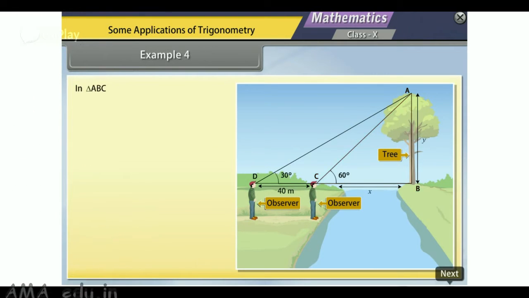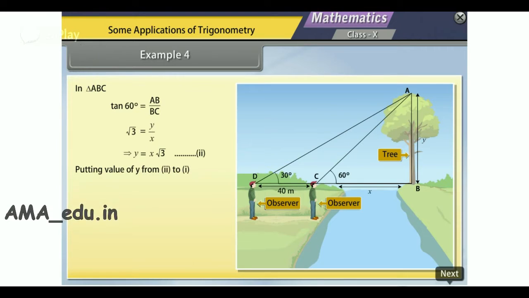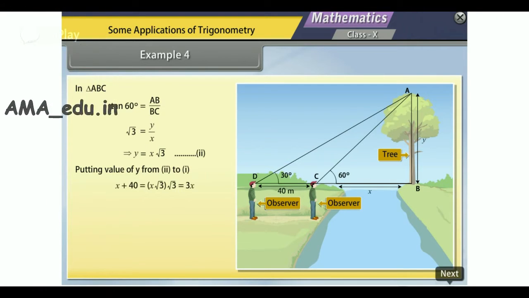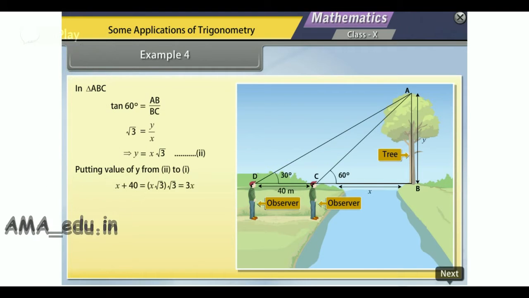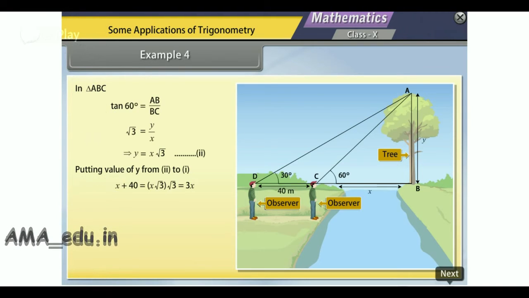In triangle ABC, tan 60 degree is equal to AB upon BC, that is, square root of 3 equals y upon x, which implies y is equal to x into square root of 3. Equation 2. Putting the value of y from equation 2 into 1, we get x plus 40 is equal to x into square root of 3 whole into square root of 3, which equals 3x.